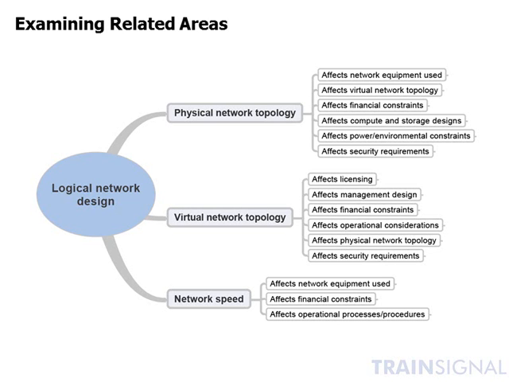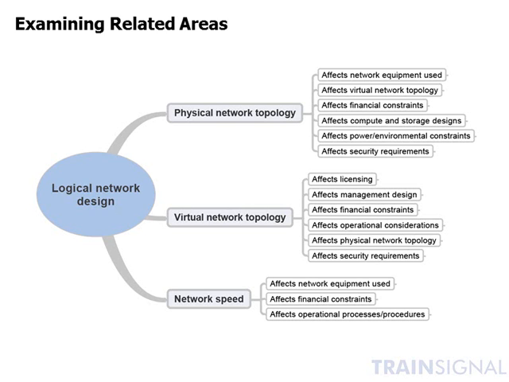Here's another mind map that talks about a logical network design and the different components of the logical network design and the different areas that each of these components or sections affects. So when we talk about changes to our physical network topology, such as including more physical switches or the type of physical switches, we can see that there are different areas that are affected.